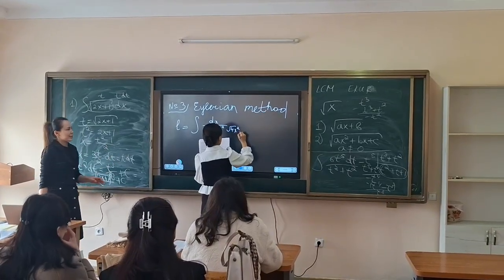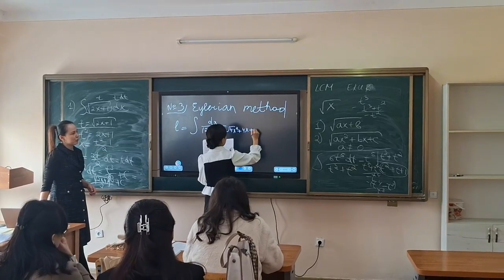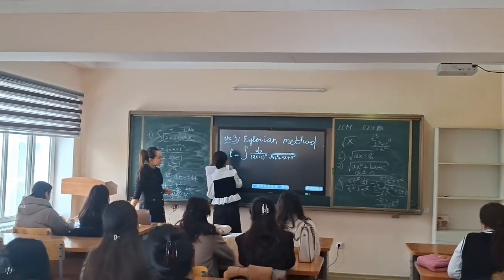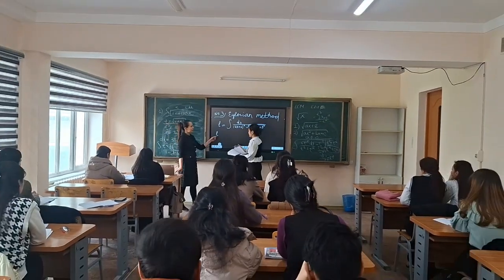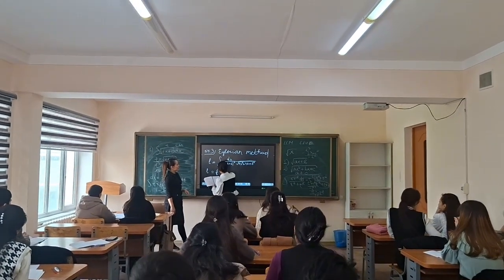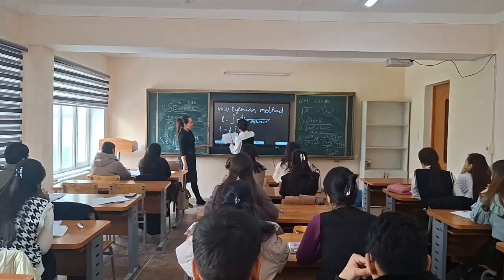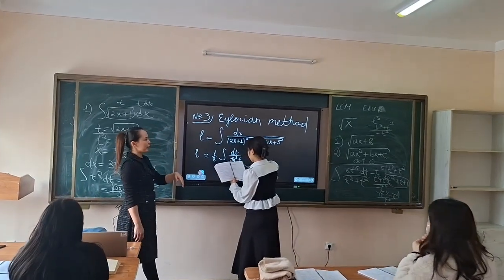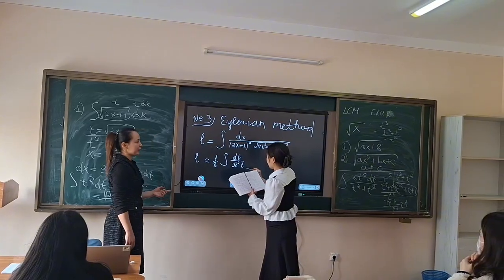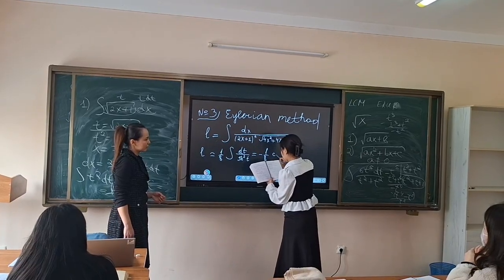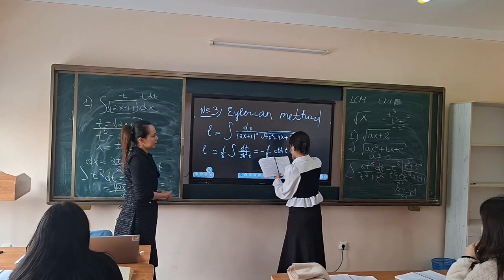Next step, friends, for x squared plus over hyperbolic sine, to the fourth power. Understandable. Do you have any questions?